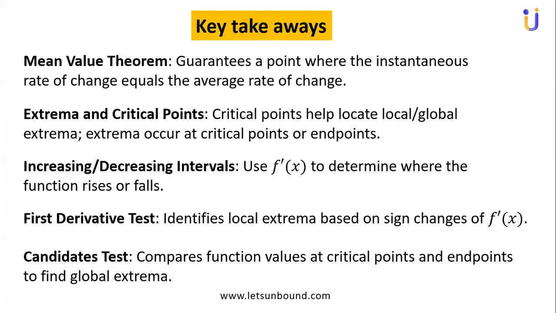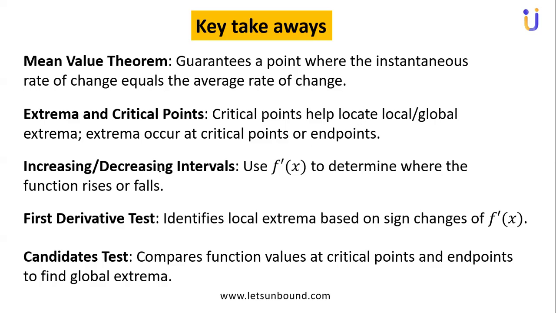Now we have learned a lot. Let's take some quick takeaways over here. The mean value theorem guarantees at least one point where the instantaneous rate equals the average rate. And then we did the extreme value theorem also. That will give you the extreme values. And the relation between extrema and critical points is that critical points help locate local or global extrema. Extrema occur at critical points or at endpoints.